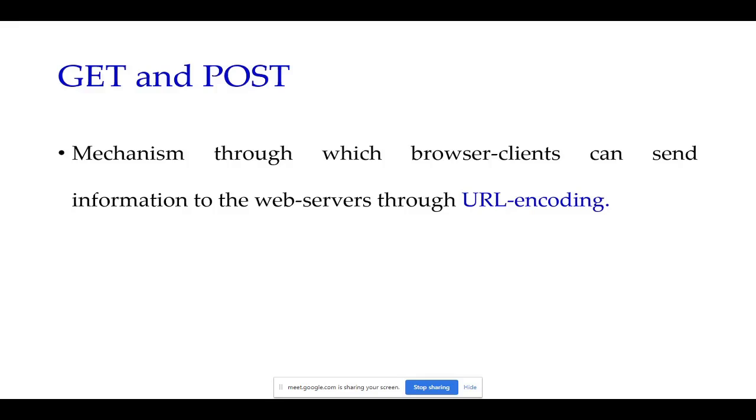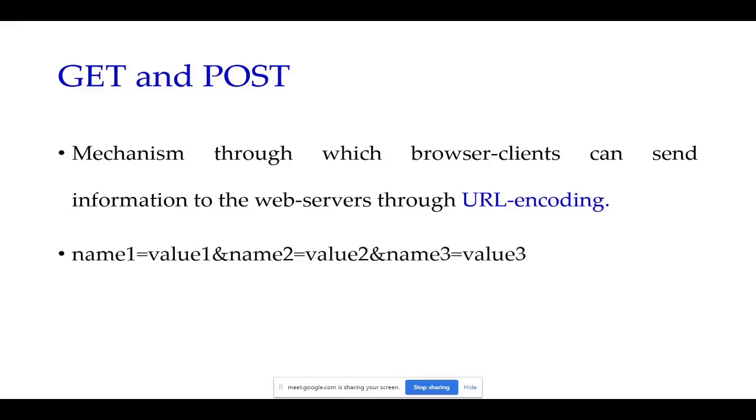Whatever you saw in the address bar, that is called URL encoding, and this is how your information will be encoded, and you can see it on the address bar. For example, in our case, we could see username is equal to Alice and user email is equal to Alice's email ID, and so on. So you can see name-value pairs separated by ampersand in your browser address bar.